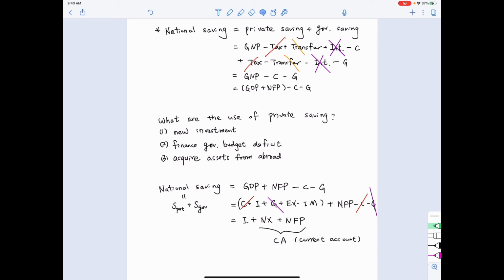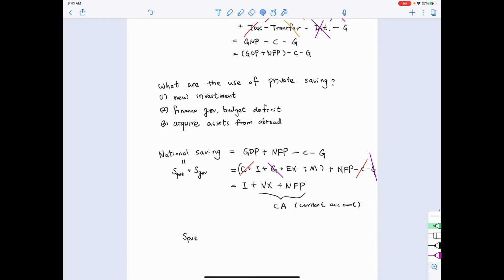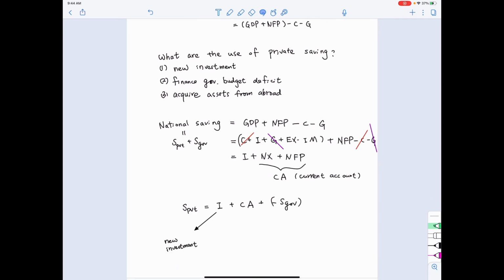So we can rearrange this equation. We say that the private sector's savings equals the investment plus the current account balance, and then we move the government savings from the left-hand side of the equation to the right-hand side, and we get plus negative savings of the government. Based on this equation, we know the private sector saving is used to finance new investments, and it can also acquire foreign assets, which I will discuss later. But right now, just think of a positive current account as meaning acquiring foreign assets. And then the use of private saving will be for financing the government budget deficit.